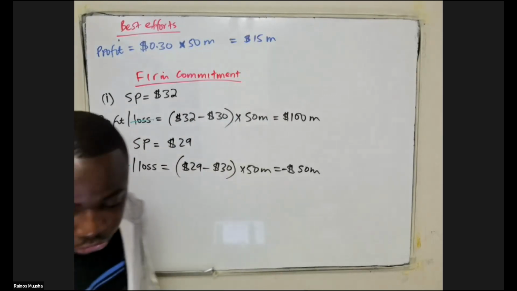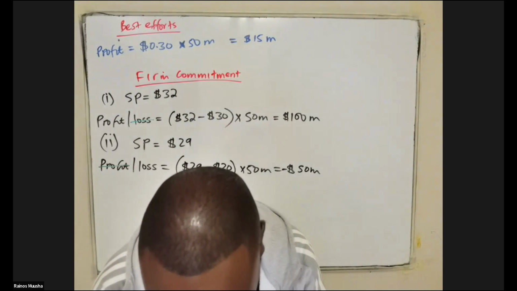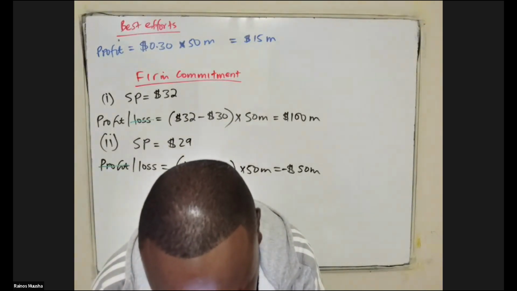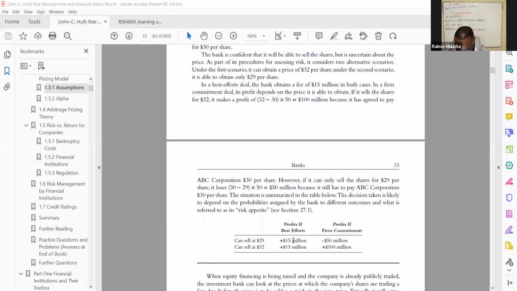So this relationship is being summarized on page 33, where we're saying with the best efforts arrangement, no matter what happens, they're guaranteed a positive return of what? 15 million. But if the share price goes down with the firm commitment arrangement, their profits end up going down to 50 million. They suffer a loss of 50 million.